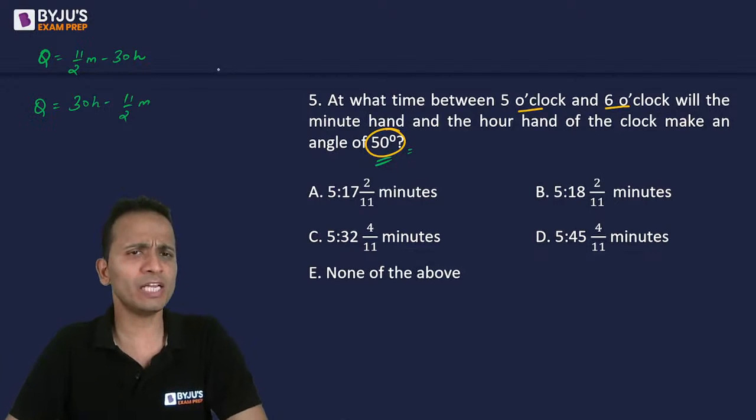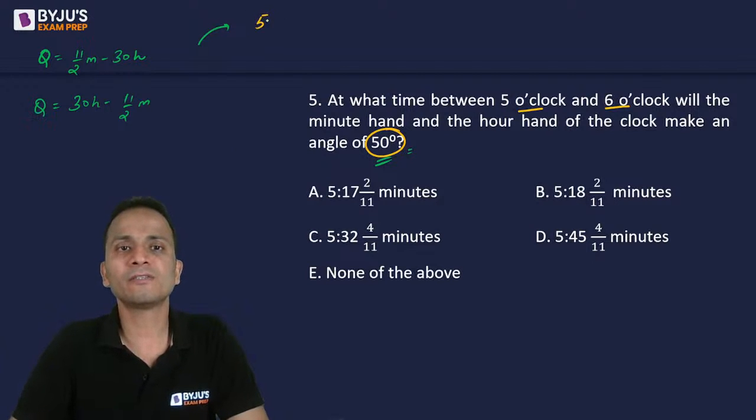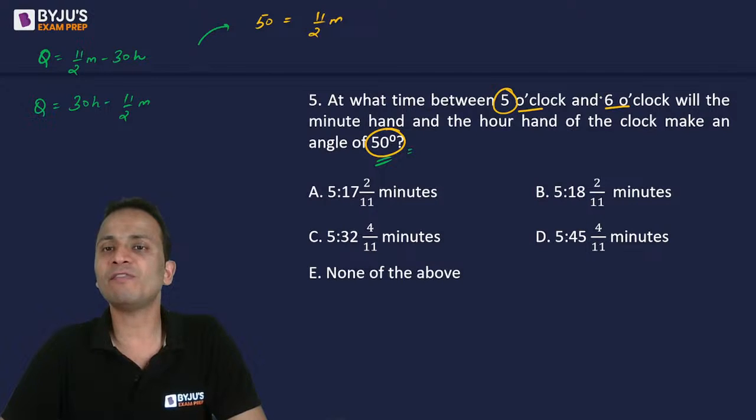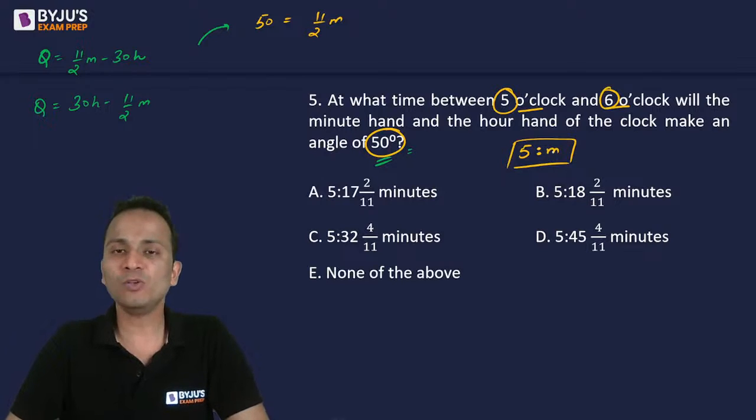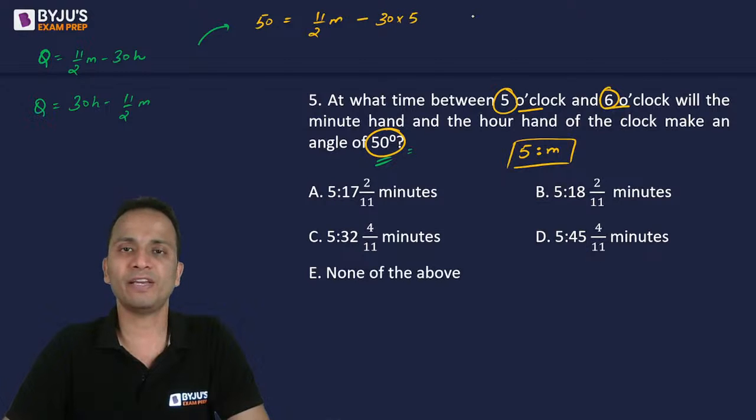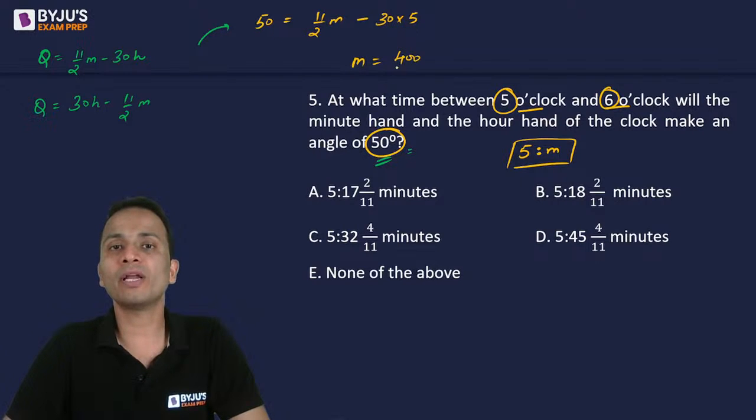So first of all, I'll use the first formula. The value of theta is 50 degrees. So theta, 50 degrees, is equal to 11 by 2m. Since the time is between 5 o'clock and 6 o'clock, basically it will be m minutes past 5 o'clock. So assume m minutes after 5 o'clock. The value of m is what we have to calculate. The value of h is given to us, the value of h is 5. So from here, the value of m will come out to be 400 upon 11.